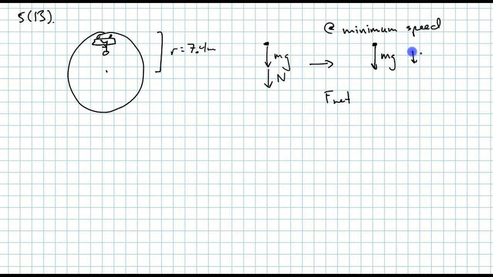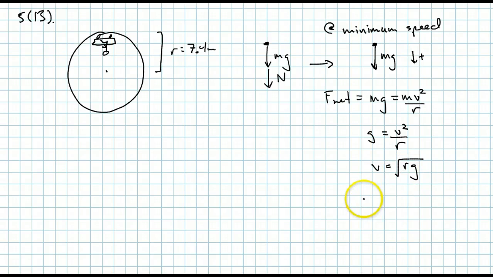So the F-net's pretty easy. We know the direction positive is towards the center, as always with circular motion. F-net is just mg, which will equal ma. Since it's circular motion, that's v squared over r. And we can solve for the minimum v. Notice that the mass canceled out, so the rider's weight doesn't matter. It doesn't matter how much the person weighs, which is good from a ride designer's perspective.